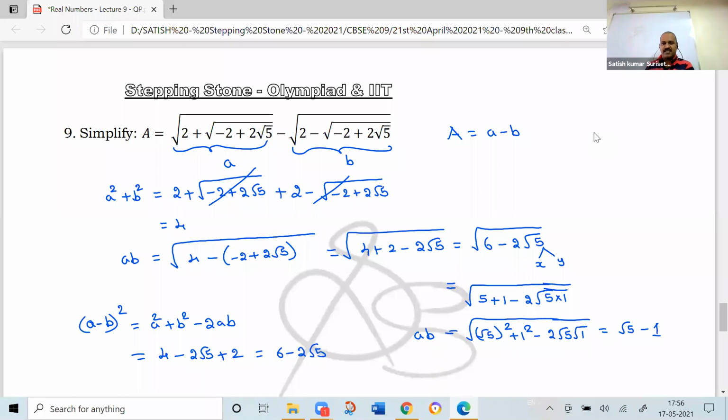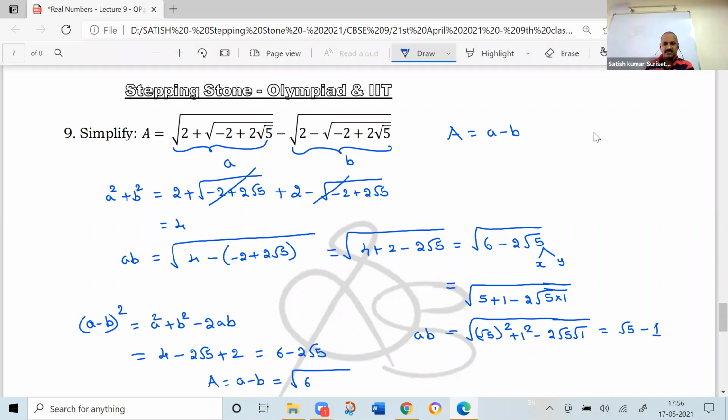Then A minus B we need to calculate, that is capital A equal to what now? A minus B. So which is equal to again square root of 6 minus 2 root 5, which is same as what we have done before. So which is same as root 5 minus 1, that is the answer.